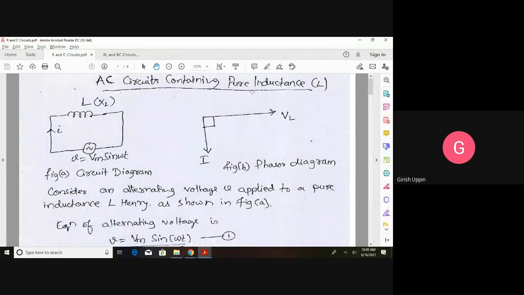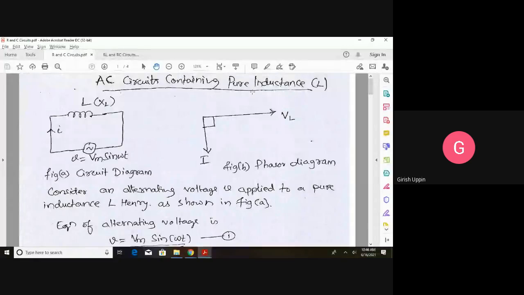AC voltage connected to the resistor, the resulting current is also sinusoidal, and the resulting current is in phase with the applied voltage. So if the applied voltage is V is equal to Vm sin omega t, then the resulting current in the pure resistance is I is equal to Im sin omega t. So that is how both the current and voltage are in phase in the case of a pure resistance.